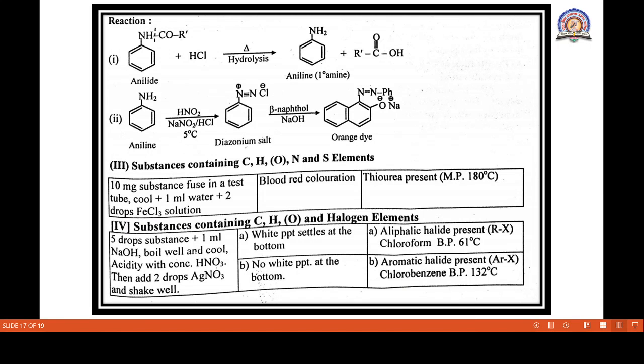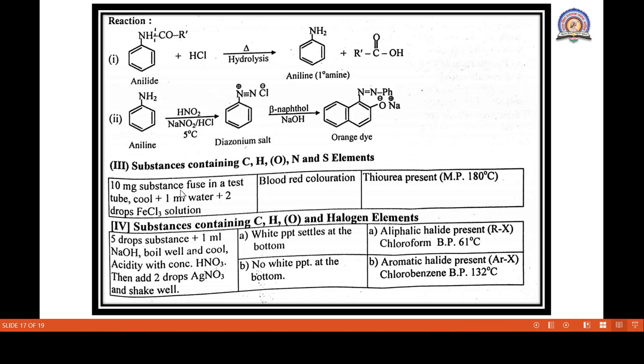Okay, then next is the reaction of these analytes. Okay, this is the analyte. When we add HCl, this side breaks, and H is attached to this side, there is a formation of aniline and acid is obtained. In the same way, aniline is there, with NaNO2 a diazonium salt is formed, and in beta naphthol NaOH, this compound is formed.